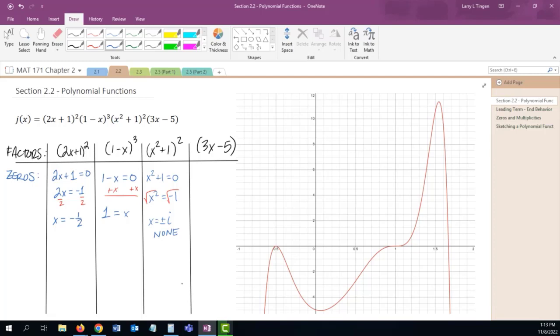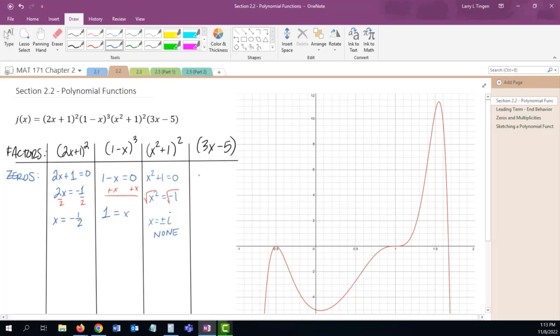So whenever you run into this, whenever your solution comes out to be complex, it means that it doesn't show up on this graph, because this graph is x values and y values. There's no imaginary dimension on here. So whenever you run into one of these, yes, there is a number you can plug in to make this 0. It's just imaginary.